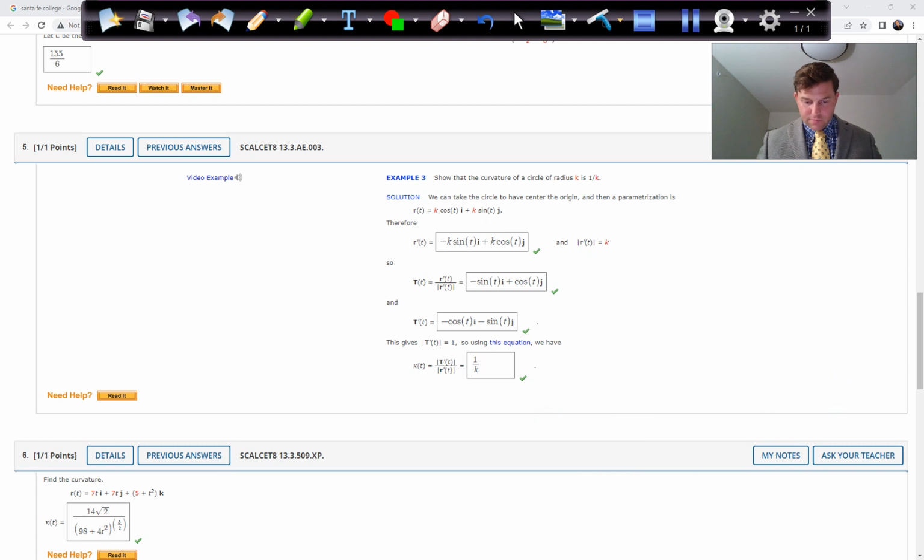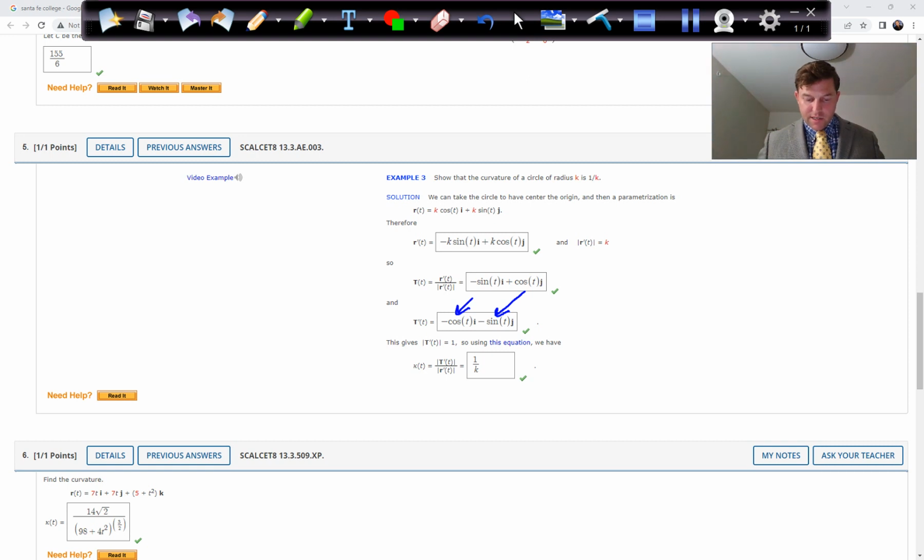Then they say the tangent vector is the derivative vector divided by the magnitude of the vector. So we're just taking this vector divided by its magnitude, which is k. So that's going to get rid of all the k's, and you're just left with minus sine t and cosine t. So that's the tangent vector. Then the derivative of this: derivative of minus sine would be minus cosine. So derivative of sine is cosine, but the minus will stick around for the ride. Derivative of cosine is minus sine, so we pick up a minus sign there.